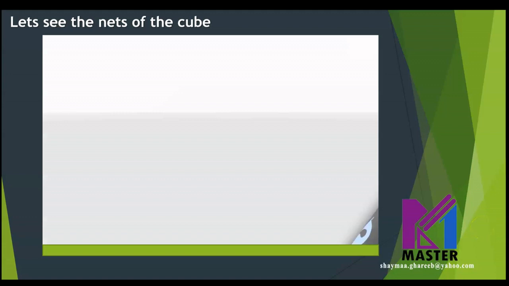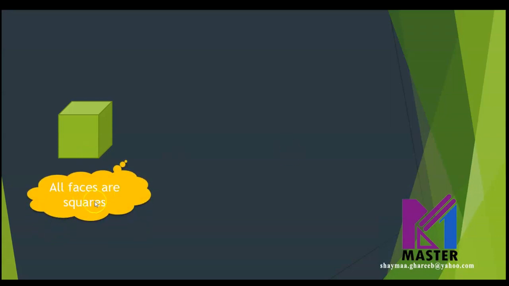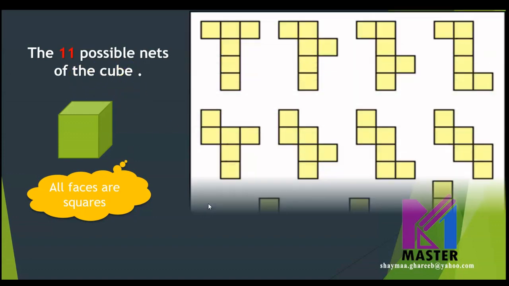Now, after this video, we are going to talk about all the possible nets of the cube. Here is the cube, and we know that all the faces are squares, and the number of faces of the cube is 6 faces. Actually, there are 11 possible nets for the cube.